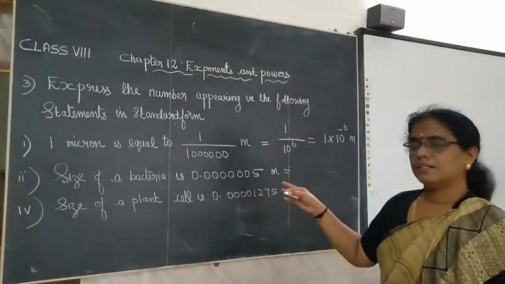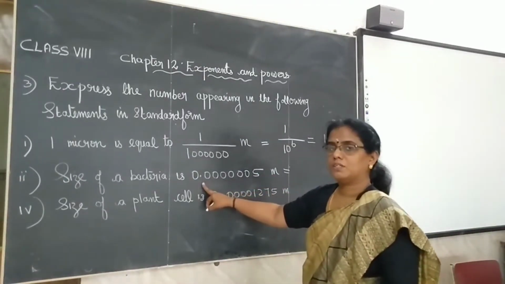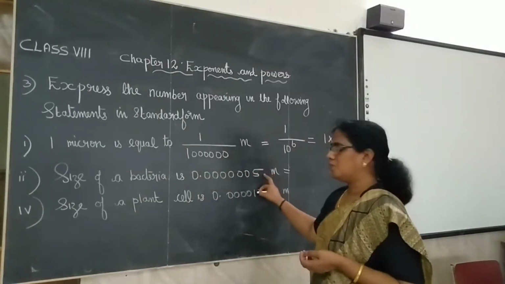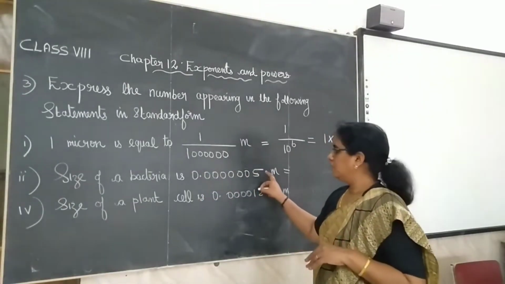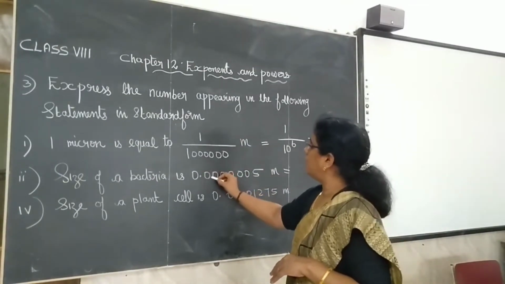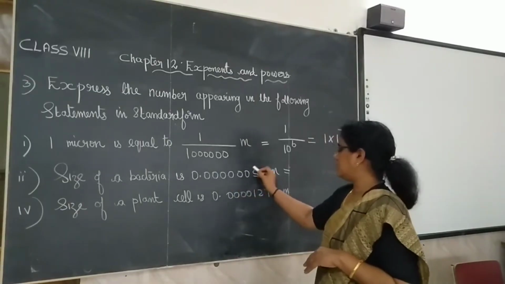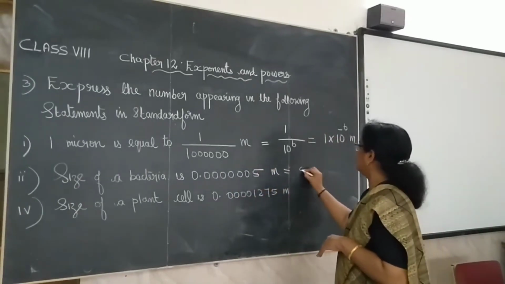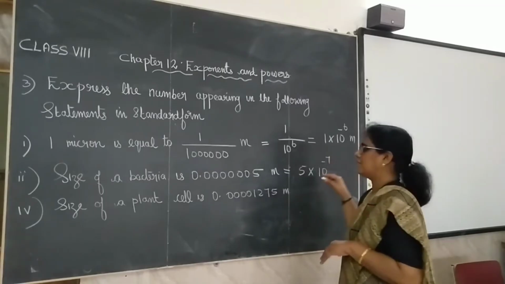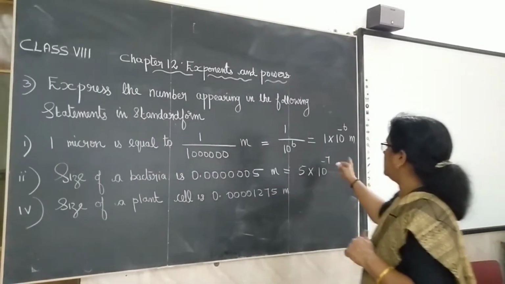The size of a bacteria is given, and this also we have to convert into standard form. So the decimal should come here, then only it becomes 5 point. So take the decimal from here. This becomes 1 place, 2, 3, 4, 5, 6, 7. Therefore 5 multiplied by 10 raised to minus 7. Since it is moving to the right side, the power will be negative.